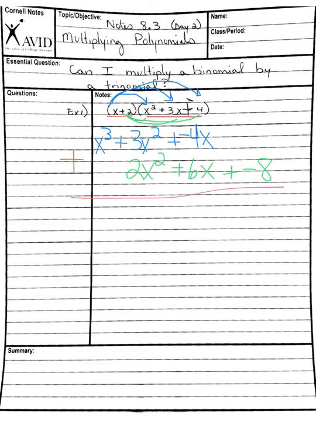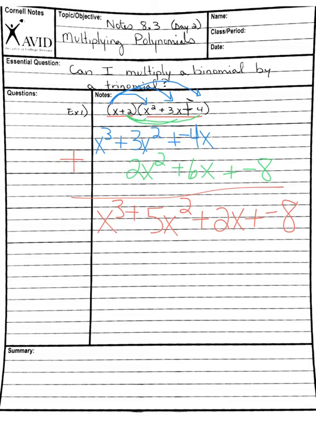And so we've actually set this up to add these vertically. And we can combine those like terms. So we have x cubed. We add our x squareds. We have 5x squared. We add our -4 and our positive 6x, and we get a positive 2x plus a -8. We've added all our like terms, and that would be our final polynomial.